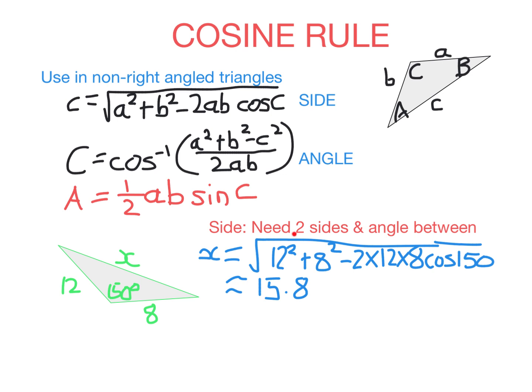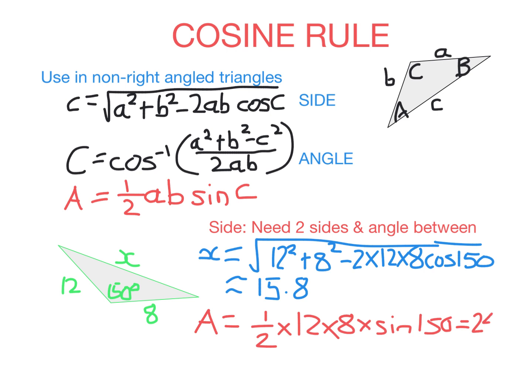But it turns out if you know two sides and the angle between, you can also find the area very simply using this formula. So the area of this triangle is just a half a times b times sine of C, sine of the angle in between. So if you do put that in your calculator, you should get exactly 24. It'll be 24 units squared.